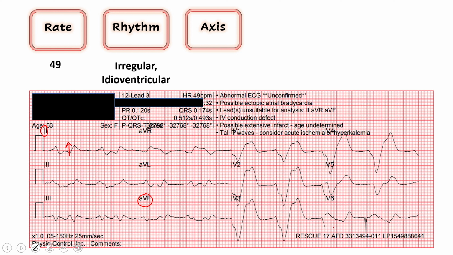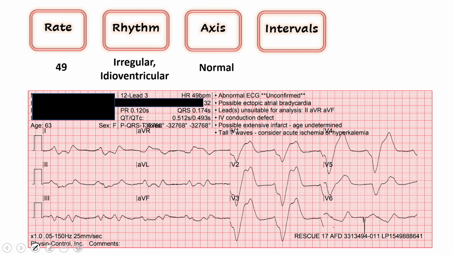AVF is our right thumb. I would call this mostly up. I don't see anything that's mostly down, so I'll give it a 2 thumbs up. I'll call it normal axis for now, but again, challenging to interpret. And here's where we start to get into what's really wrong with this patient.